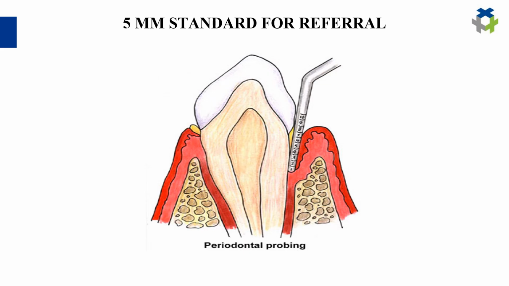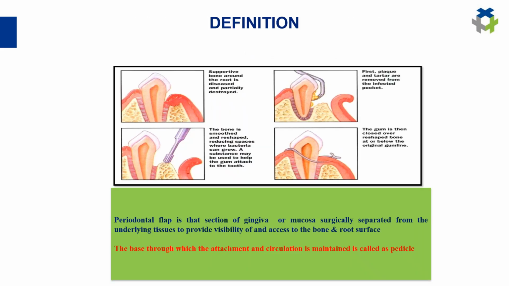Next is the definition. A periodontal flap is a section of gingiva or mucosa surgically separated from the underlying tissues to provide visibility of and access to the bone and the root surface. The base through which the attachment and circulation is maintained is called the pedicle.